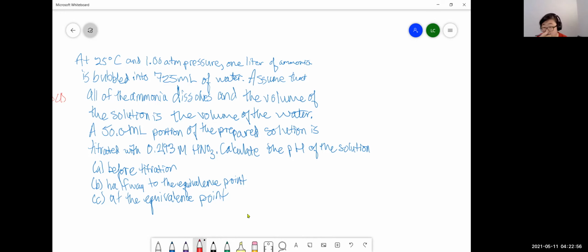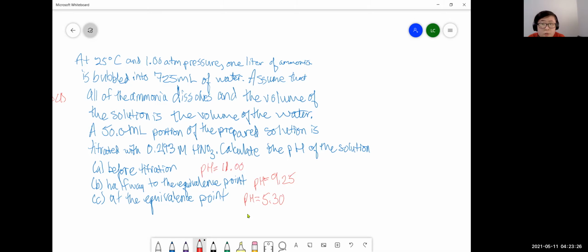Sorry, my handwriting is awful. I'm writing on the screen, like that's vertical. So the solution to this problem is, for question A, the pH equals 11.00. Question B, the pH equals 9.25. For question C, the pH equals 5.30.